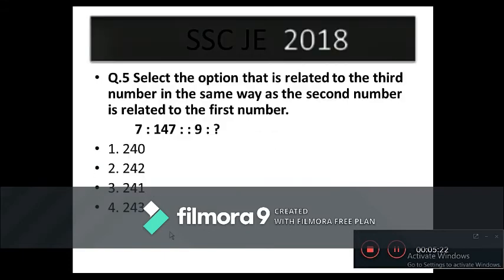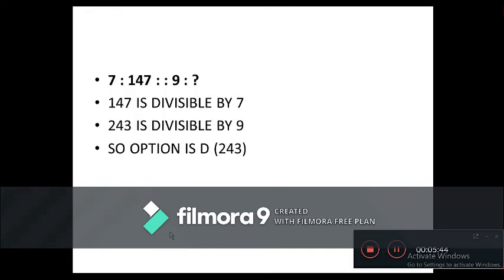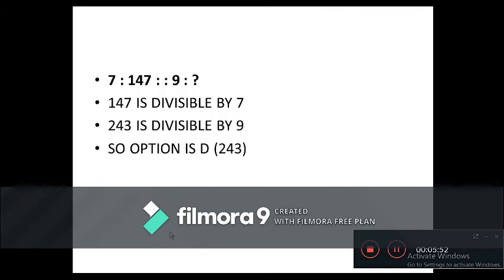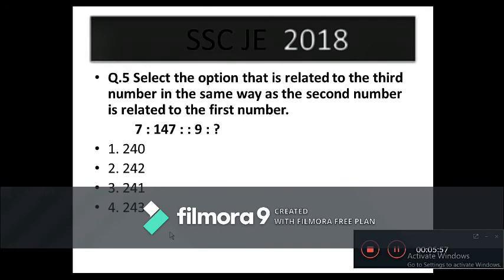Question number 5. Select the option that is related to the third number in the same way as the second number is related to the first number. In this question, we have to analyze the relationship between the second number and the first number. 7 and 147. 147 is divisible by 7. Therefore, looking at the options 240, 242, 241, 243, 243 is divisible by 9. So the option is D.